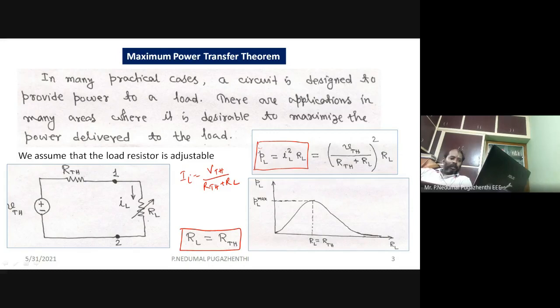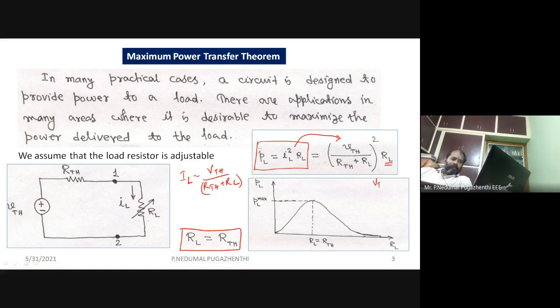Accepted. So IL is equal to V Thevenin divided by R Thevenin plus RL. This is your current. If I substitute that here, obviously I will end up with this expression: V Thevenin squared divided by R Thevenin plus RL the whole squared, into that RL value. If you substitute RL is equal to R Thevenin, what happens?